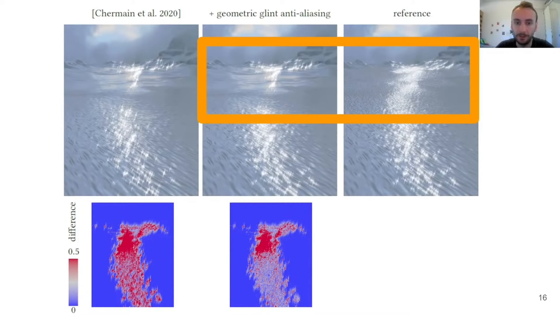Here, the surface is enhanced by a normal map. So, we have to filter the normal map to increase the roughness of the material in the background in order to have a rendering more similar to the reference. This is the subject of our second contribution, and I let Simon speak.